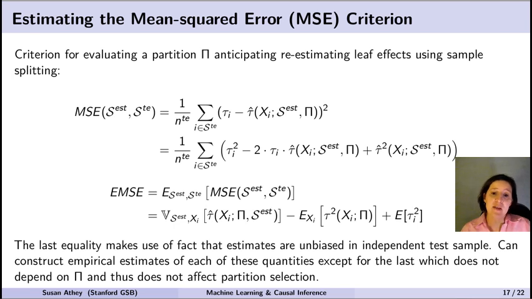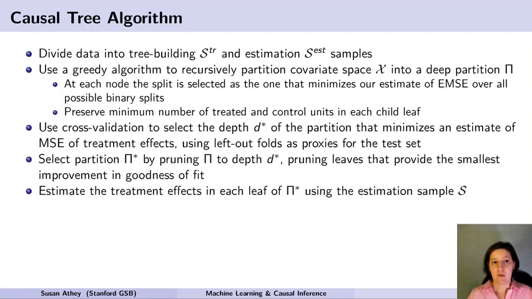And I want to emphasize that this expression is making heavy use of the fact that in the particular algorithm we're proposing, our estimates tau hat will be unbiased. And that's crucial for this particular formula to be a good estimate of the mean squared error. If I didn't know that my tau hat was unbiased, this algebra wouldn't work, and I wouldn't be able to have this particular representation.